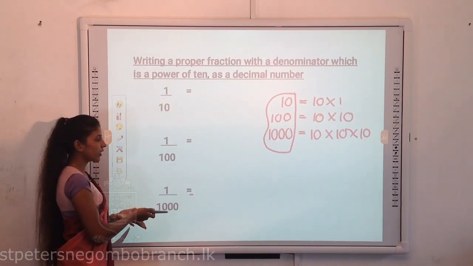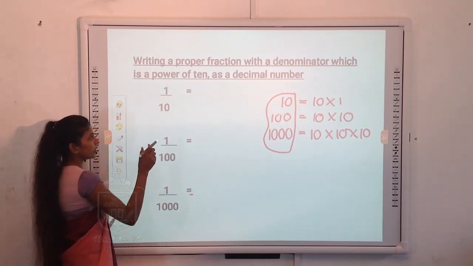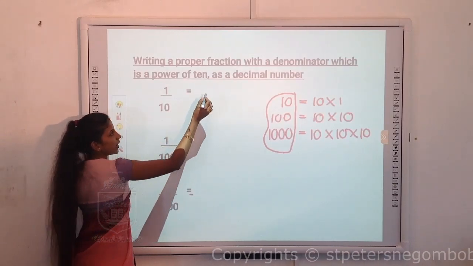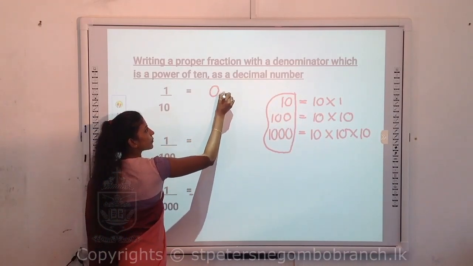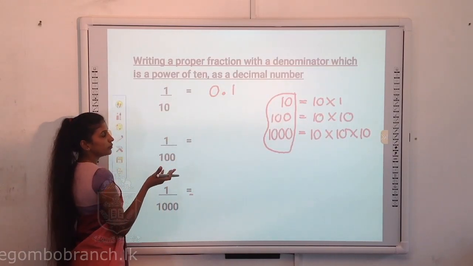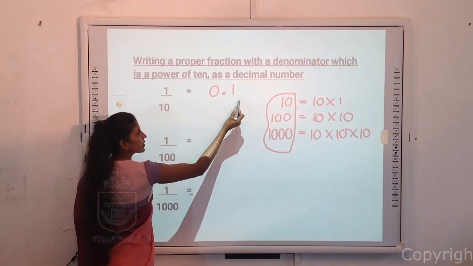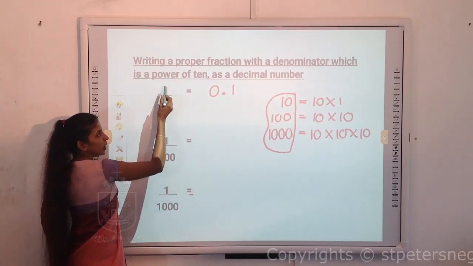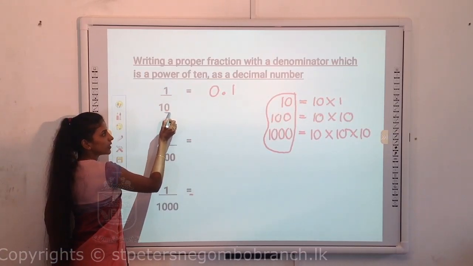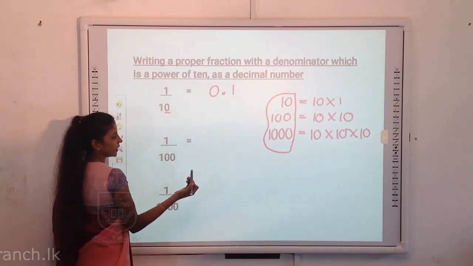So let's see how we can convert these fractions into decimals. In here, 1 over 10 can be expressed as 0.1. In the previous abacus lesson also I explained that if you have one decimal place, it will always be 1 over 10. You have denominator 10, that is 1 zero, 1 decimal place.